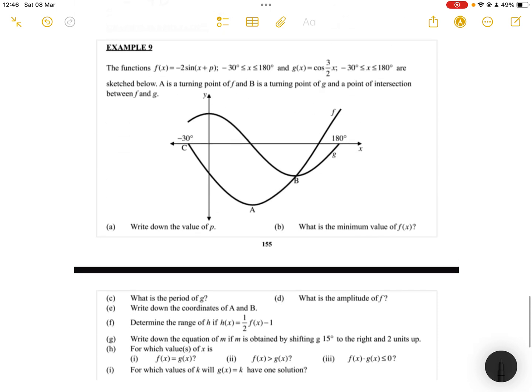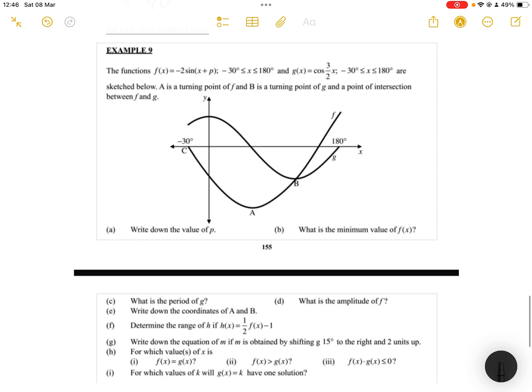When you interpret this graph, they gave you the graph of the functions f(x) = -2 sin(x + p), and this is the restriction of x that you're going to be using, starting from -180 up until 180. g(x) = cos(3/2 x). Then they told us about the turning points. A is the turning point of f, B is the turning point of g, and a point of intersection. They say write down the value of p.